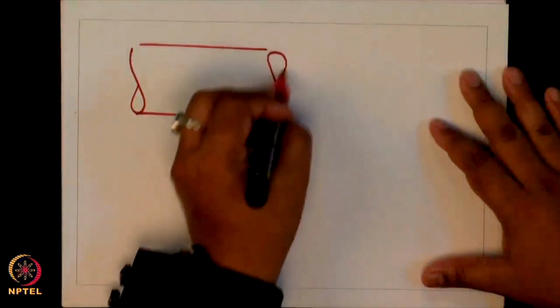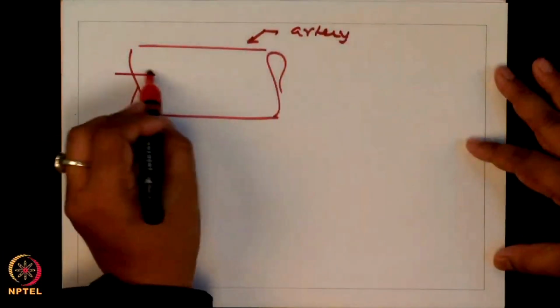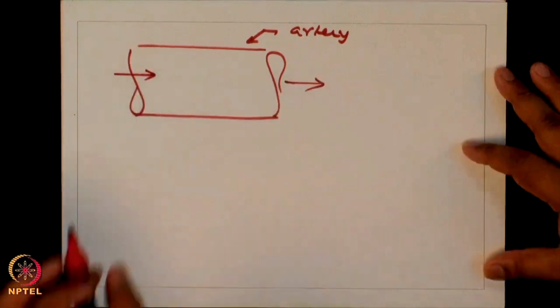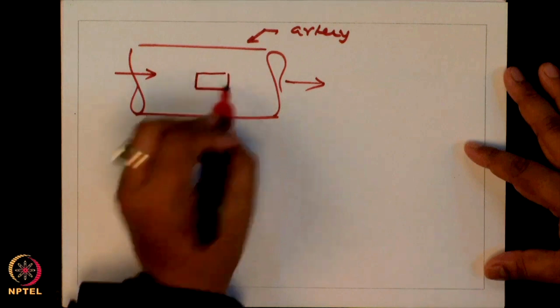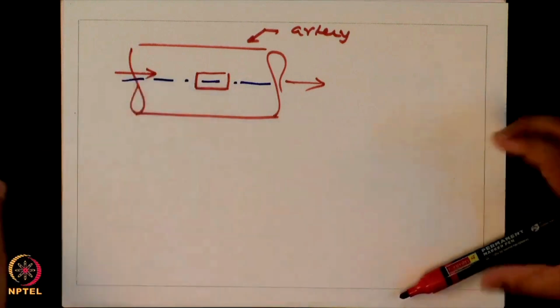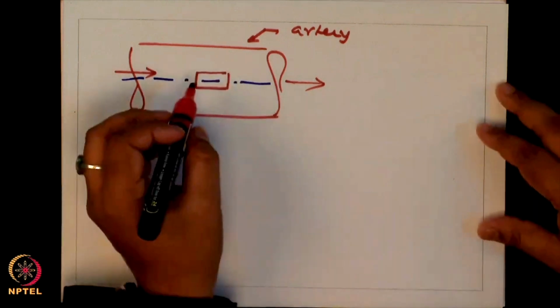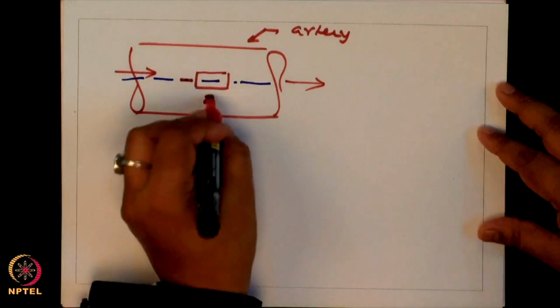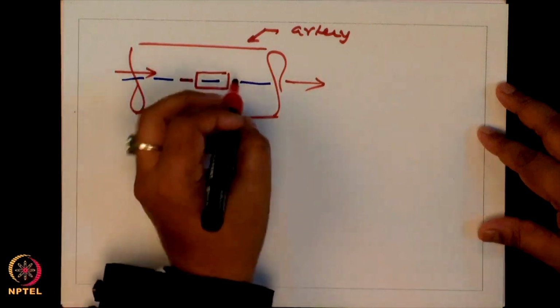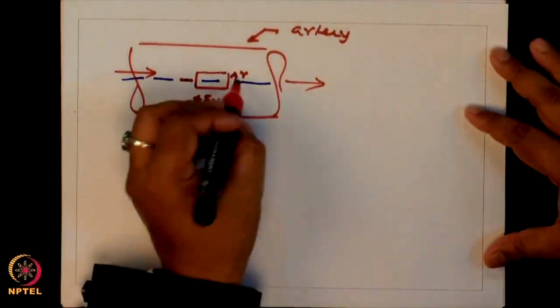If you take a simple pipe, let us say this pipe is equivalent to our artery, and your blood is flowing in a given direction. If you take a small element, there is a line of symmetry down the center. Let us take a small fluid element in the center. What are the forces that this fluid element is subjected to? Let us assume that this length is delta x, and because it is a pipe, it is symmetric, so you have this radius r.